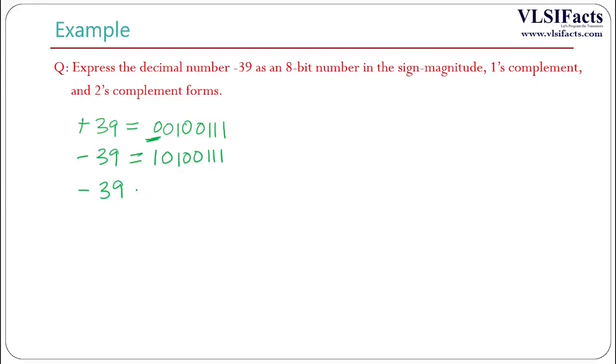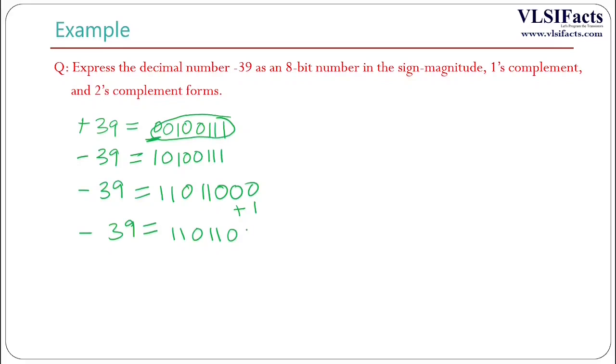What we will do is just invert all the bits of plus 39 to write minus 39 in its 1's complement form. So we will invert all the bits of this number, and this will become 11011000. Now we will write minus 39 in its 2's complement form. For that, we will add 1 to the LSB of the 1's complement form. So we will add 1 to this, and we will get 11011001.